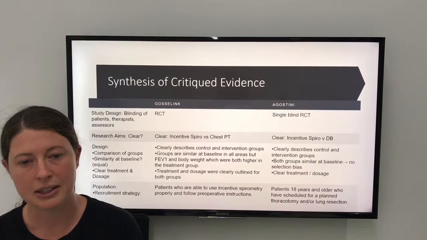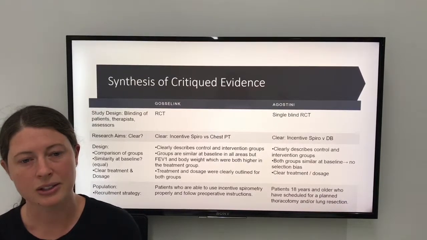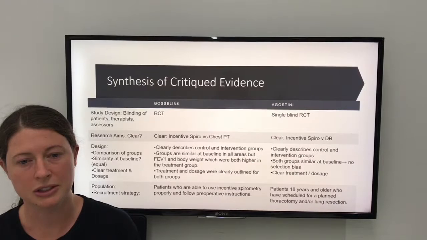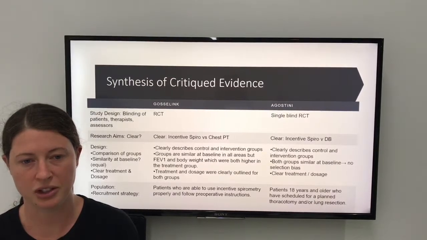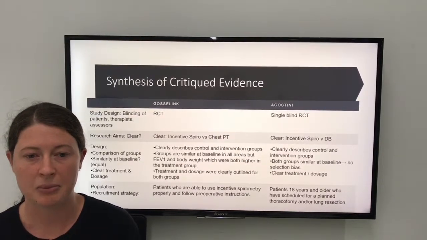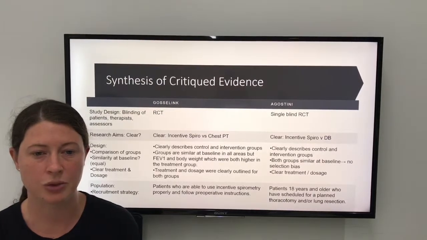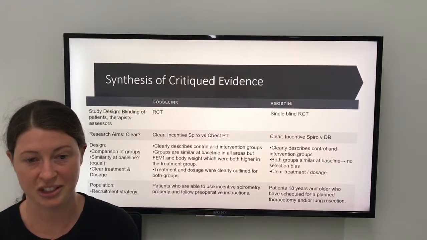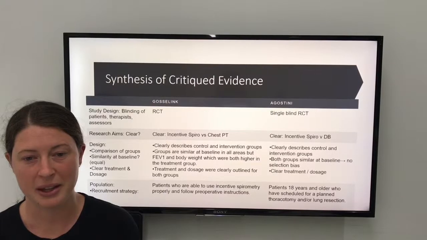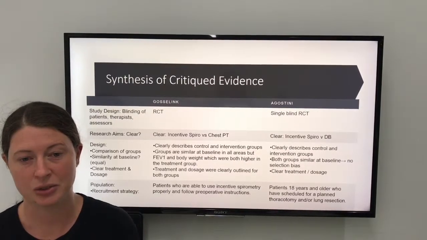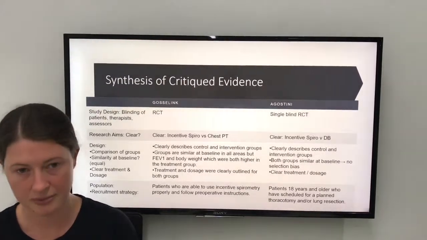Neither study went into detail about recruitment methods. Gosling recruited patients who were able to use incentive spirometry and follow preoperative instructions. The study implied that participants were patients scheduled for lung or esophageal resection. Agostini required that patients be over the age of 18 and were scheduled for thoracotomy or lung resection.